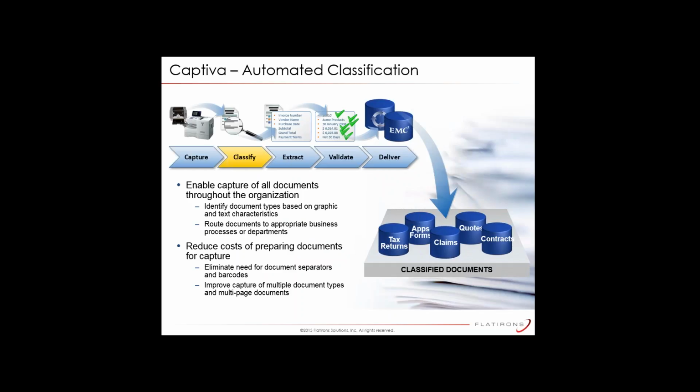The concept here is that you can minimize the use of separator sheets and barcodes and other mechanisms like pre-indexing, because the system's gotten better at being able to quickly look and see, no, this is an invoice, or this is something not related to an invoice at all, a quote, a contract, something else altogether.